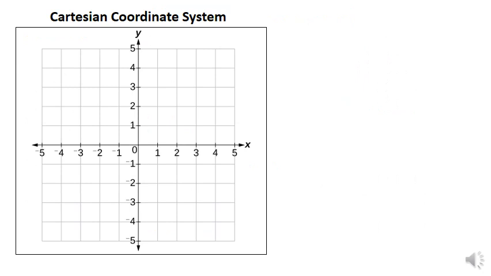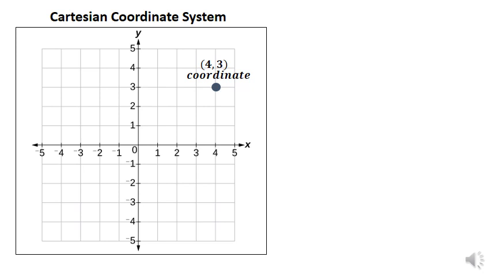So let's discuss now the Cartesian coordinate system. Cartesian is taken from the name of its inventor, René Descartes. Assuming we have a point on the Cartesian coordinate system, which is located horizontally at 4 here, and located vertically at 3, then this point can be located at the address 4, 3. This address is called the coordinate.